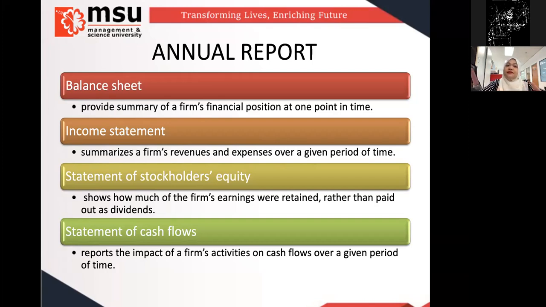The income statement is also known as the statement of comprehensive income, and also the statement of profit and loss. It summarizes the firm's revenue and expenses over a given period of time. The statement of stockholders' equity shows how much of the firm's earnings were retained rather than paid out as dividends. And the statement of cash flow reports the impact of the firm's activities on the cash flow over a given period of time.